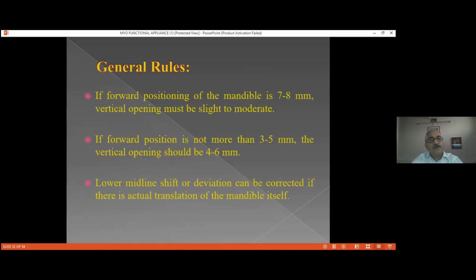Now, the general rule is if the forward positioning of the mandible is 7 to 8 mm, the vertical opening must be slight to moderate. If the forward positioning is not more than 3 to 5 mm, then the vertical opening should be 4 to 6 mm. And the lower midline shift or deviation can be corrected if there is an actual translation of the mandible itself. That is, if there is a slight amount of skeletal mobilization or shift of the mandible, then only can we make an attempt at correcting the midline during the bite registration.